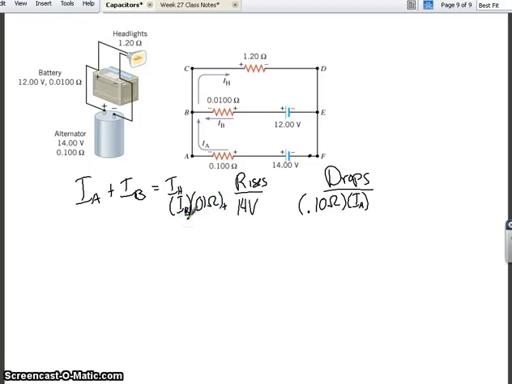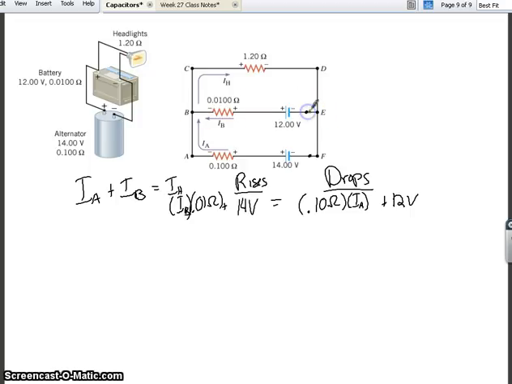Getting a little crowded over here. Then we're going to hit this battery here. This is positive to negative, so this is going to be a drop. So now we have an equation. We have the current through B, the current through A, the drops and the rises. So we still have 3 variables, IA, IB, and IH, and we still have 2 equations. We can't solve 3 variables with 2 equations. We need one more. So let's look at this loop right here.